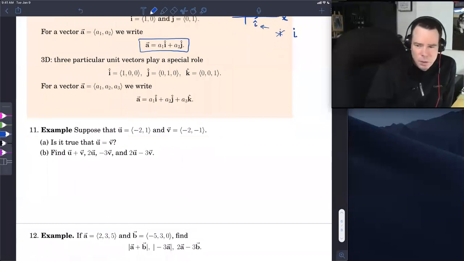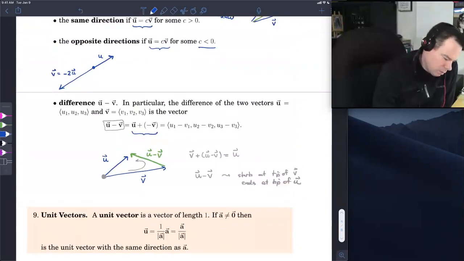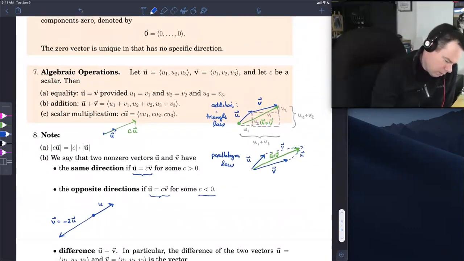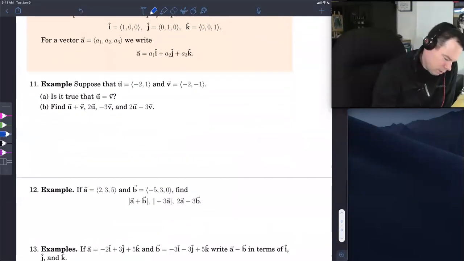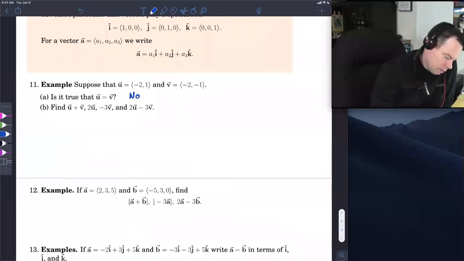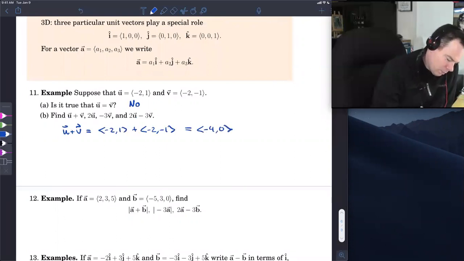No, they're not the same vector, because in order for 2 vectors to be equal, all their components have to be equal. So this tells us that they are not equal. They do not have the same y component. Let's do a few calculations. So u plus v is (-2, 1) plus (-2, -1), and that's equal to (-4, 0).